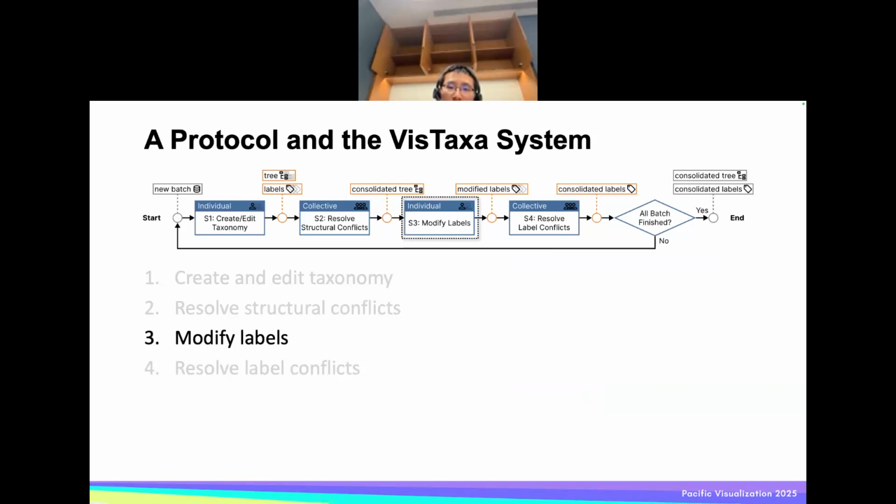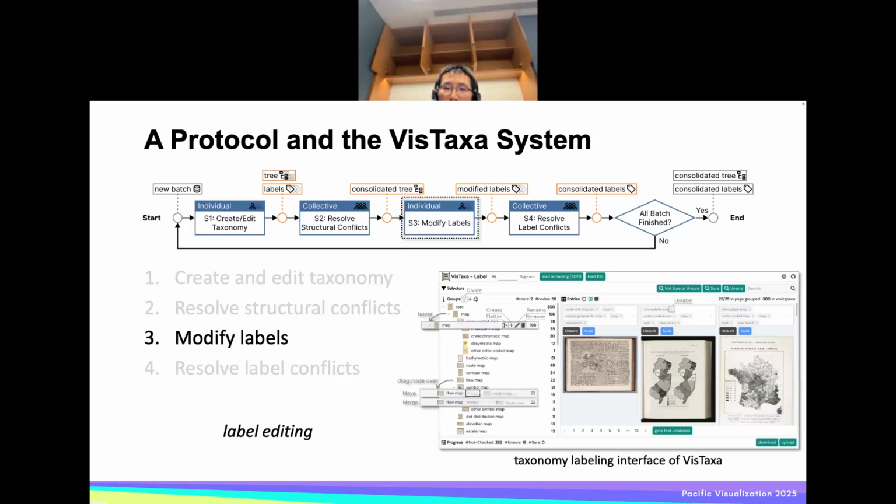For the third step, each coder individually modifies the taxonomy tree and the image labels based on the discussion in step 2, and the modification is conducted with the taxonomy labeling interface.